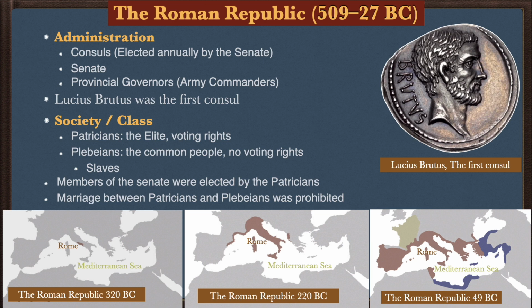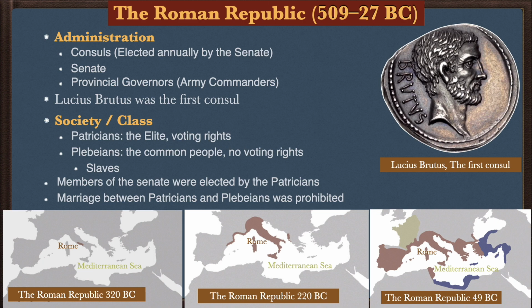The Roman Republic society was divided into two classes, the patricians and the plebeians. Patricians were the rich people who lived in big houses. They had the voting rights for electing the members of the Senate. Plebeians were poor people comprising of farm laborers, construction workers, small artisans, and also the slaves. Plebeians had no voting rights. Marriage between patricians and plebeians was prohibited.